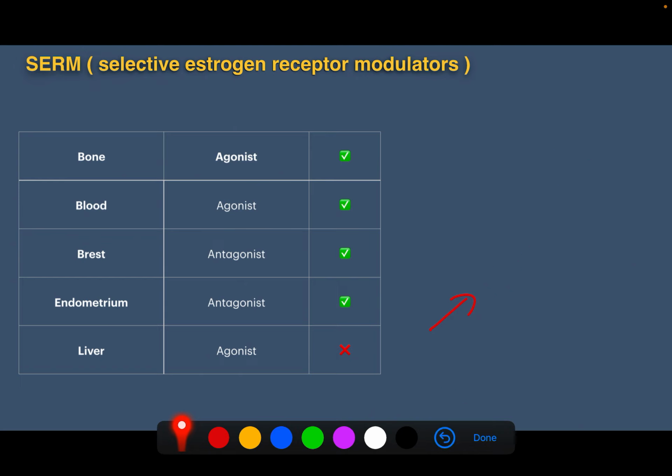So we tried to make this type of drug, but we were not 100% successful. Why? Because the drug that we made was an agonist in blood and bone, and an antagonist in breast and endometrium. We like that, we are not having any cancers, right? But it is an agonist in the liver also. So in the liver it is doing the same thing as estrogen. Estrogen was doing DVT. So DVT risk is still there, but what has decreased? Breast cancer and endometrial cancer risk has decreased, right?